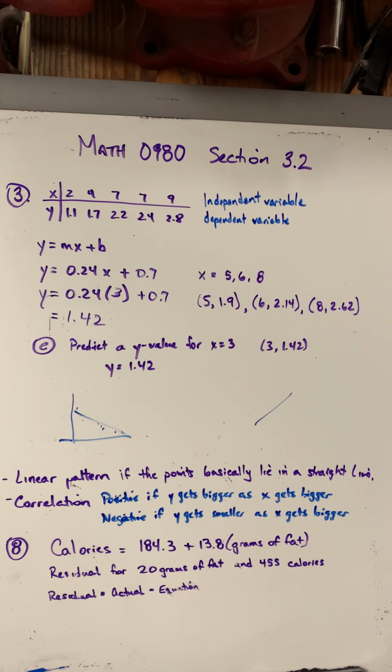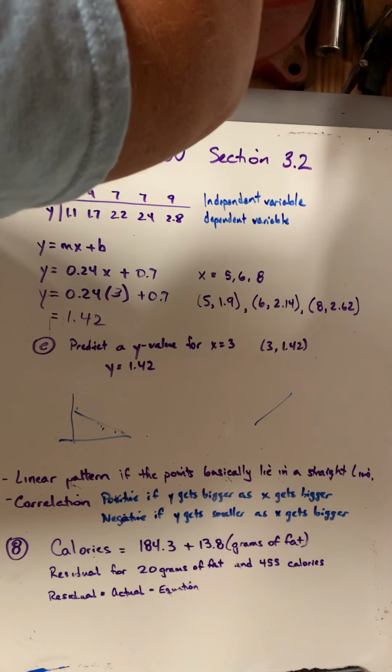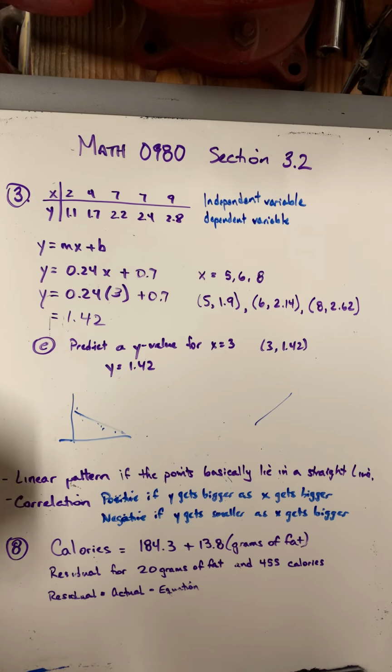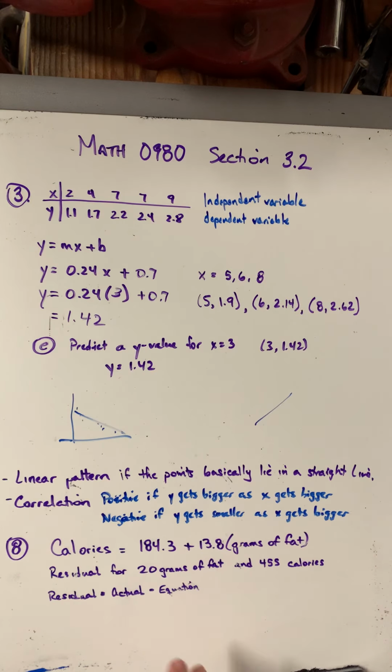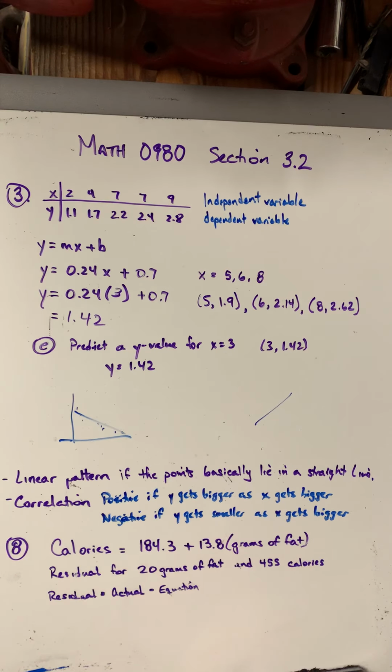Okay, and then the last thing that I want to talk about is question 8, because they ask you to find this thing called a residual. Okay, so question 8 says, chicken sandwiches are often advertised as a healthier alternative to beef because many are lower in fat. A researcher collected data on chicken sandwiches from various fast food restaurants. The equation of the line of best fit is, and what's interesting is they give you this in words, and they do this in some of the beginning problems as well.